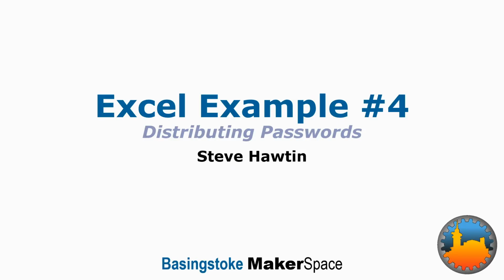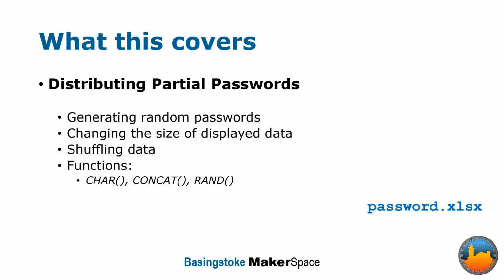Welcome. This is the fourth in our series of interesting Excel files. This example is about passwords, in particular about finding a way to distribute parts of a password to a trusted group so that if the owner of the password becomes unavailable, it can be recreated by the remaining members.